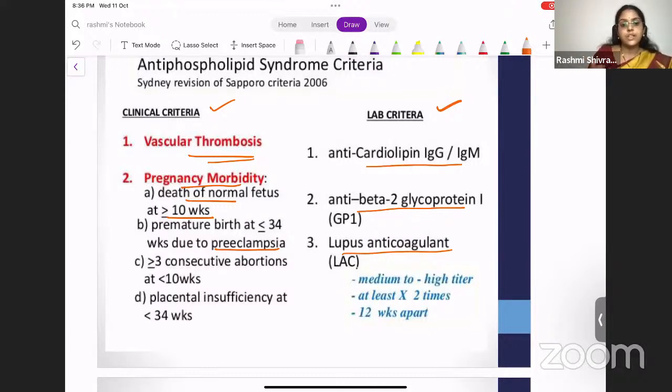Then more than 3 consecutive abortions at less than 10 weeks, or placental insufficiency at less than 34 weeks. All these are features and form the clinical criteria for manifestation of antiphospholipid antibody syndrome.